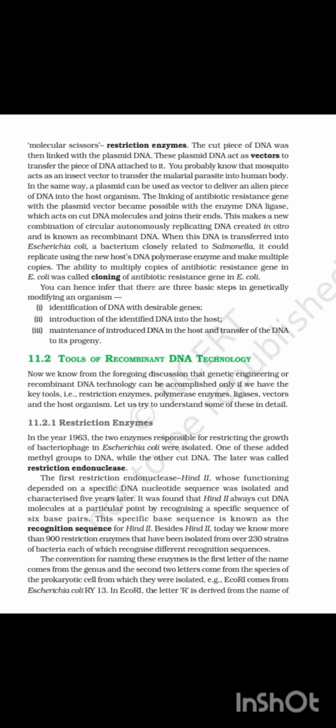The linking of the antibiotic resistance gene with the plasmid vector became possible with the enzyme DNA ligase, which acts on cut DNA molecules and joins their ends. This makes a new combination of circular, autonomously replicating DNA created in vitro, and is known as recombinant DNA. When this DNA is transferred into Escherichia coli, a bacterium closely related to Salmonella, it could replicate using the new host's DNA polymerase enzyme and make multiple copies.